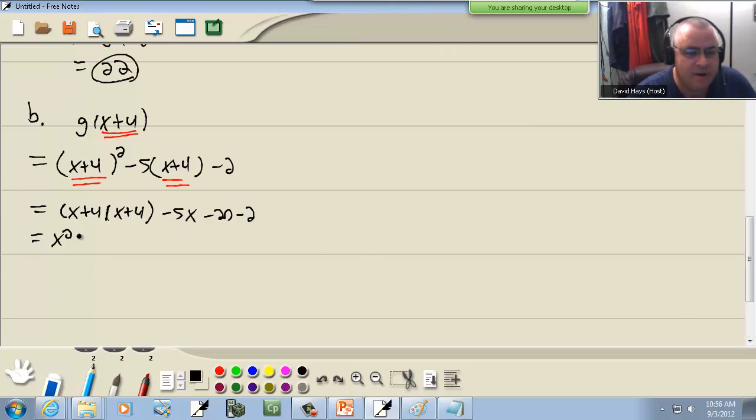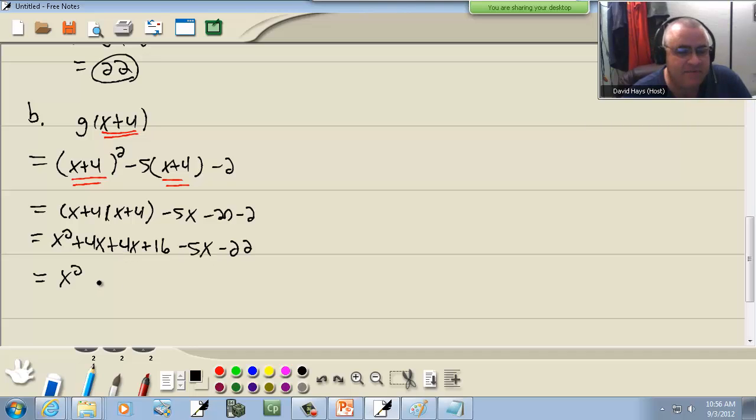X times x is x squared. X times 4 is 4x. 4 times x is 4x. And 4 times 4 is 16. Still, writing's sloppy. Not that it's ever good, but negative 5x, negative 20, negative 2 is negative 22. Combine together like terms. 4x plus 4x is 8x, minus 5x gives us 3x. And then we've got 16 minus 22, which gives us minus 6. And that'd be your answer.